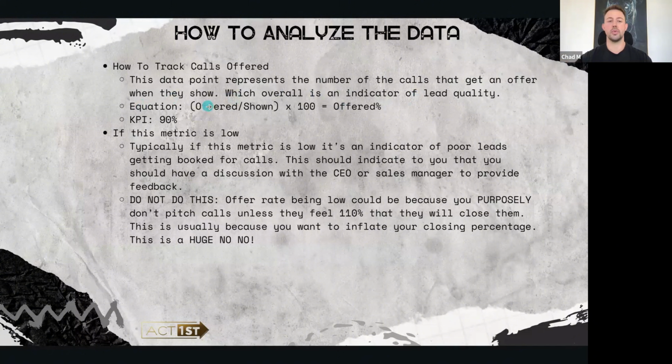So the equation for this is we take the total number of calls that were offered, divide it by the total number of calls that did show, multiply it by 100, and that is our pitch percentage or offer percentage. Now, we want this high, right? We want this around 90%, right?